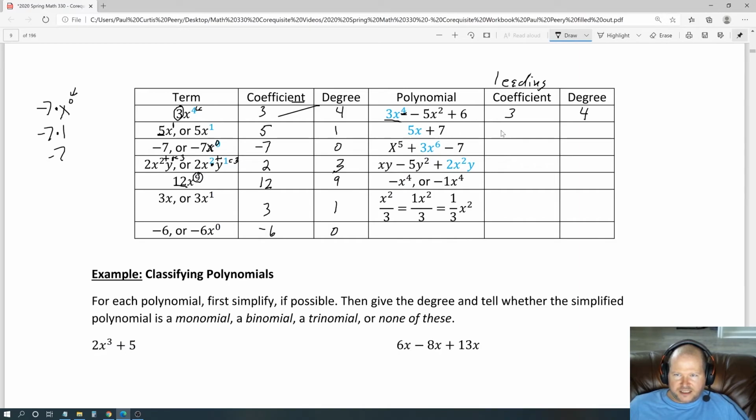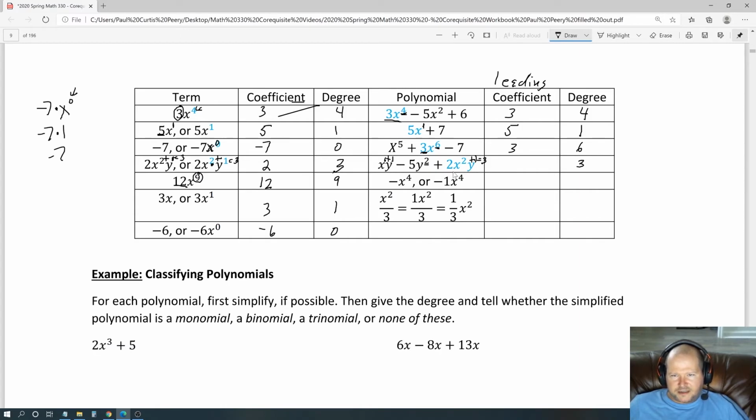Okay, so we have 5x. Leading coefficient is a 5. The degree is a 1, because there's an understood or implied 1 there. We have x to the 5th and an x to the 6th. In this case, the 6 is the higher, so the degree is 6, and the coefficient here is a 3. We have 1 and 1 there, so you add those together, so that's a second degree term. We have a 2 here as well. And over here in the last one, we actually have 2 plus 1, which is 3. So we would say that's a third degree polynomial.